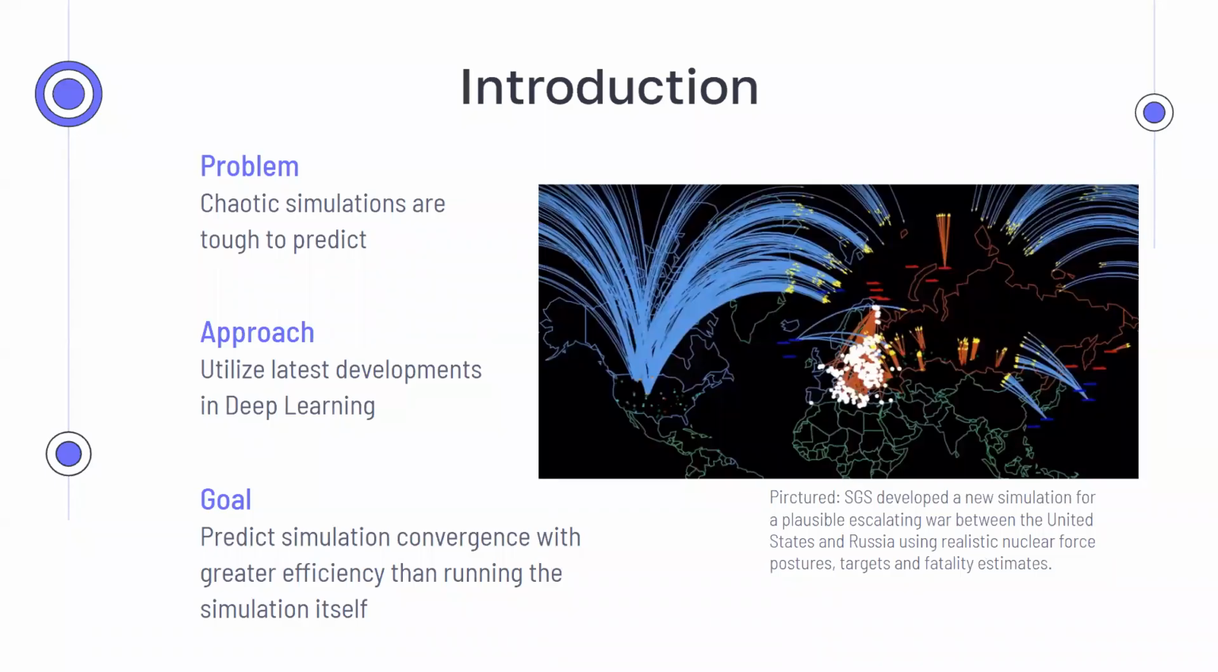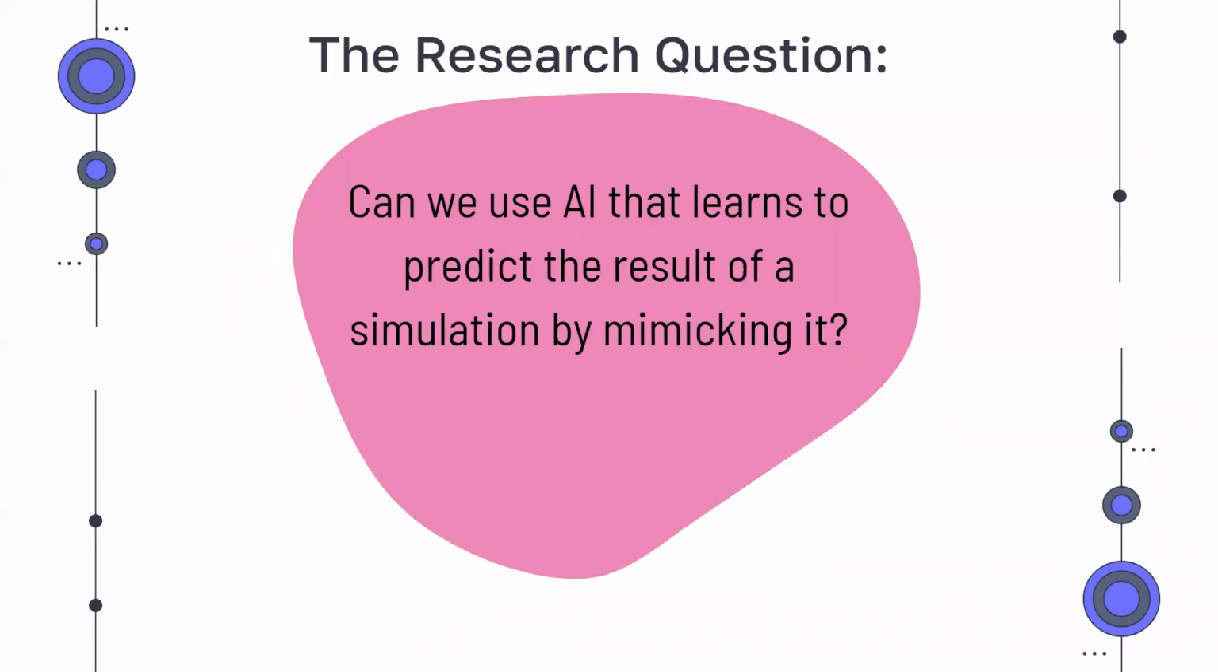So our problem is that chaotic simulations are a pain in the neck to predict. They take a lot of time. There's a lot of math involved. Nobody has time. So we thought, what if we could just use deep learning to predict these sorts of simulations? So that's pretty much our goal. So the question is, can we use an ML model to predict the result of a simulation by in some way mimicking it?